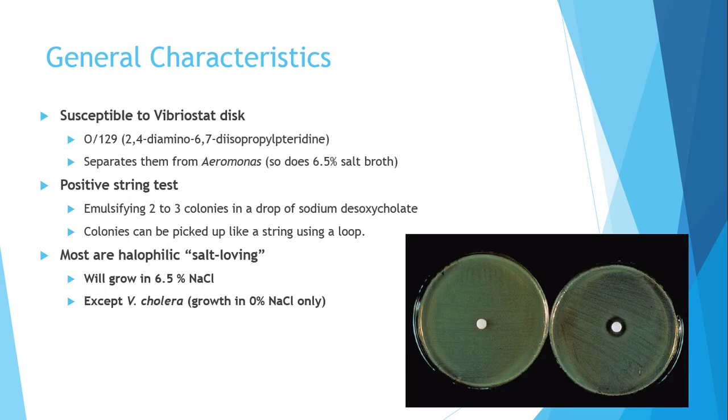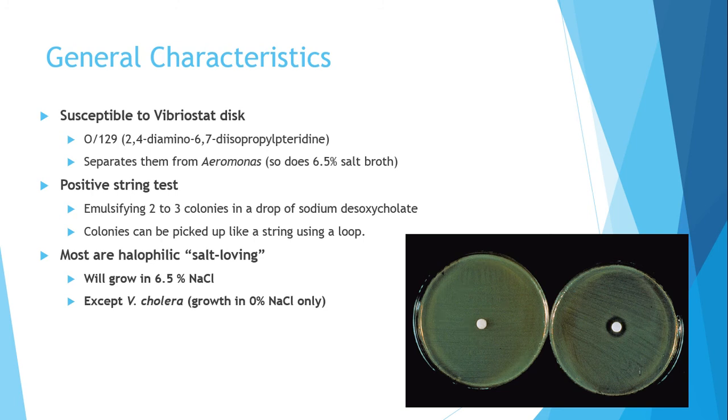All right, so here's some more general characteristics, and these are some tests that we can use to identify Vibrio. So the Vibrio stat disc is this disc that has this reagent on it. You don't have to know that. But basically, you're looking to see if the organism is susceptible or resistant to the disc. So Vibrio is, if I remember correctly, sensitive to the Vibrio stat disc. And Aeromonas, which is another stool pathogen, is resistant. Okay? Easy, right?